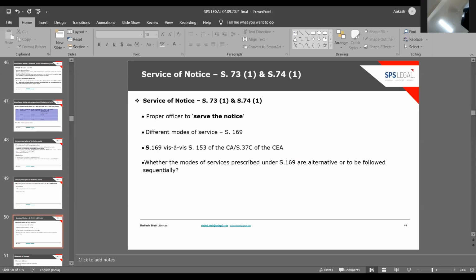Then, service of notice. There are different modes of service which have been provided under section 169. The important point is whether the modes of service prescribed under section 169 are alternative or are to be followed sequentially. My personal view, and I'm not going into too much detail on this, going by the ratio of the principle laid down in the erstwhile excise, service tax and customs regime, which is still in vogue, is that the modes of service prescribed are to be followed sequentially and not as alternatives, though the language has been kept very cleverly. There could be some legal disputes on this aspect in the coming days, because section 169 has been couched in very, very devilish language.